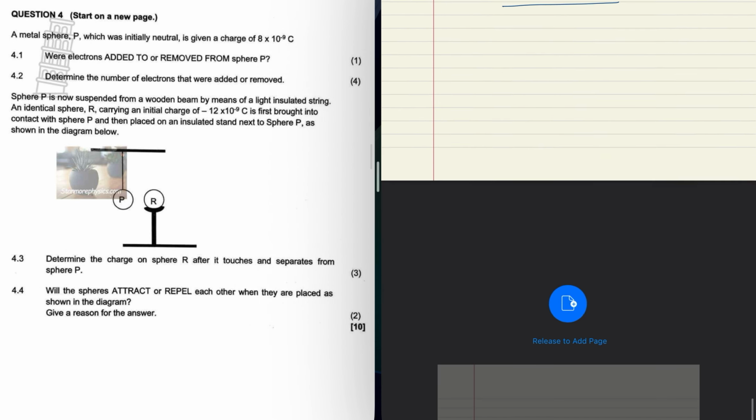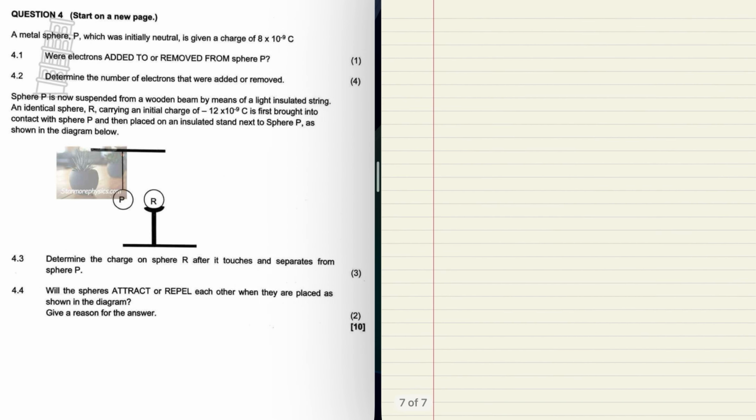Question number 4. A metal sphere P, which was initially neutral, is given a charge of 8 times 10 to the negative 9 coulombs. Question 4.1, were electrons added to or removed? Because it has a positive charge, it means that electrons were removed from the sphere.